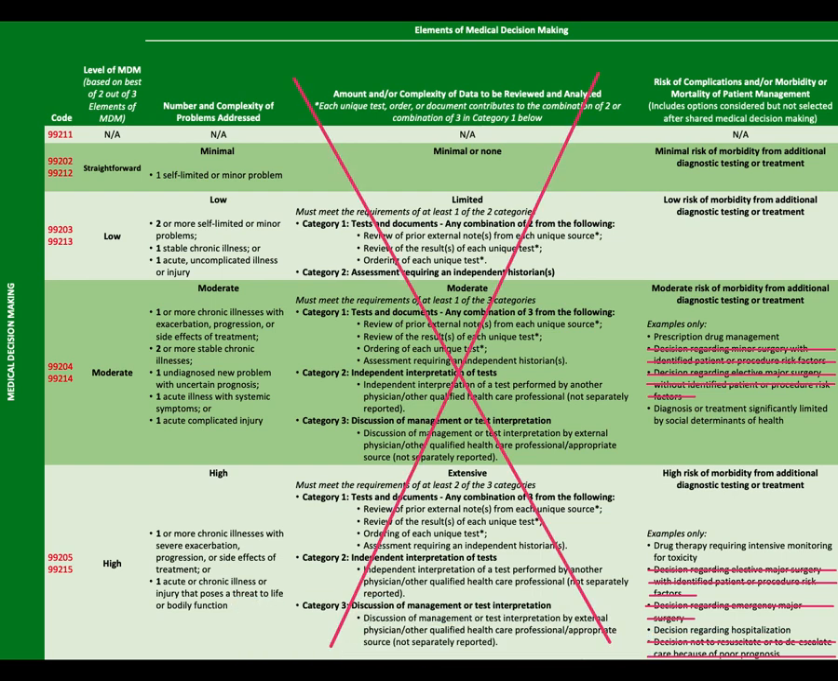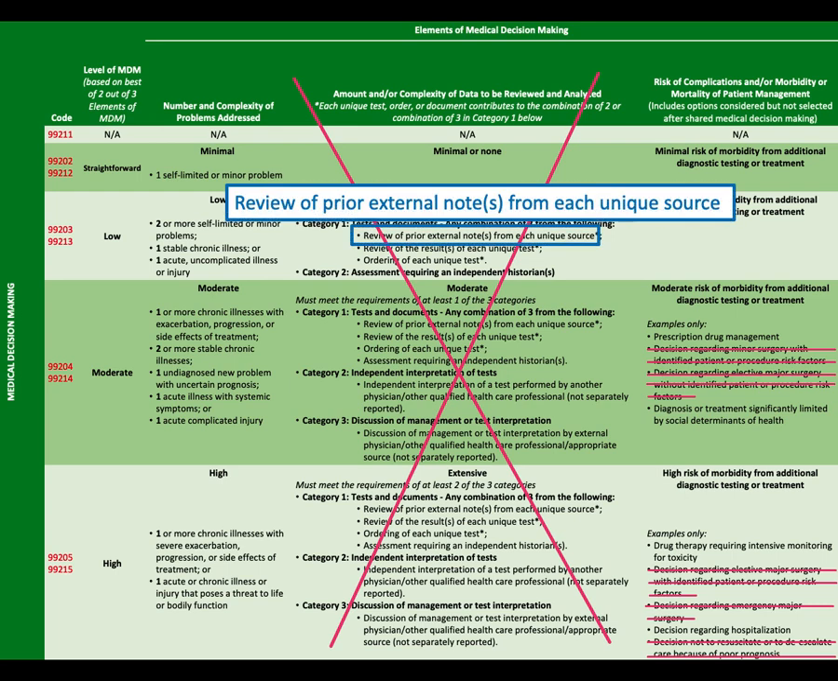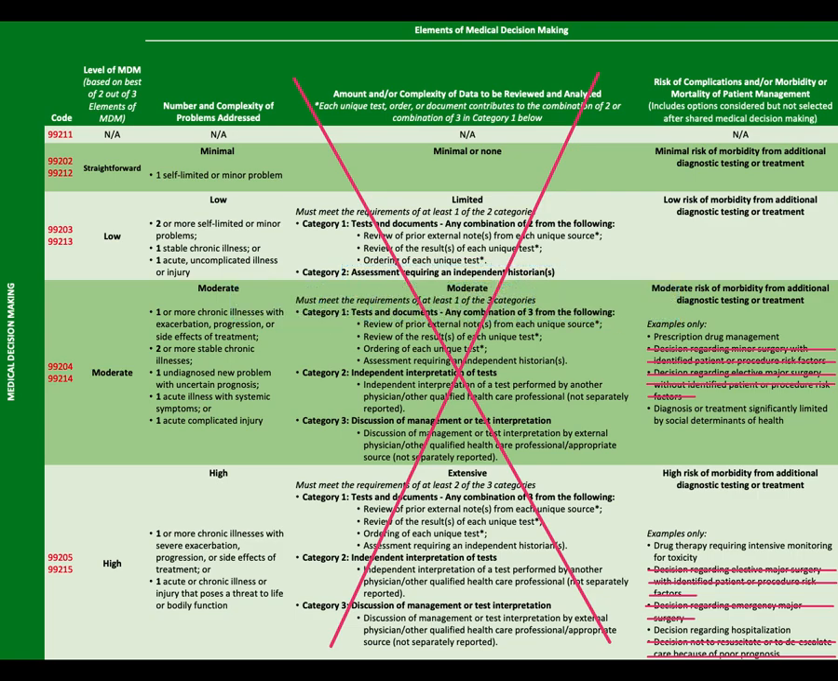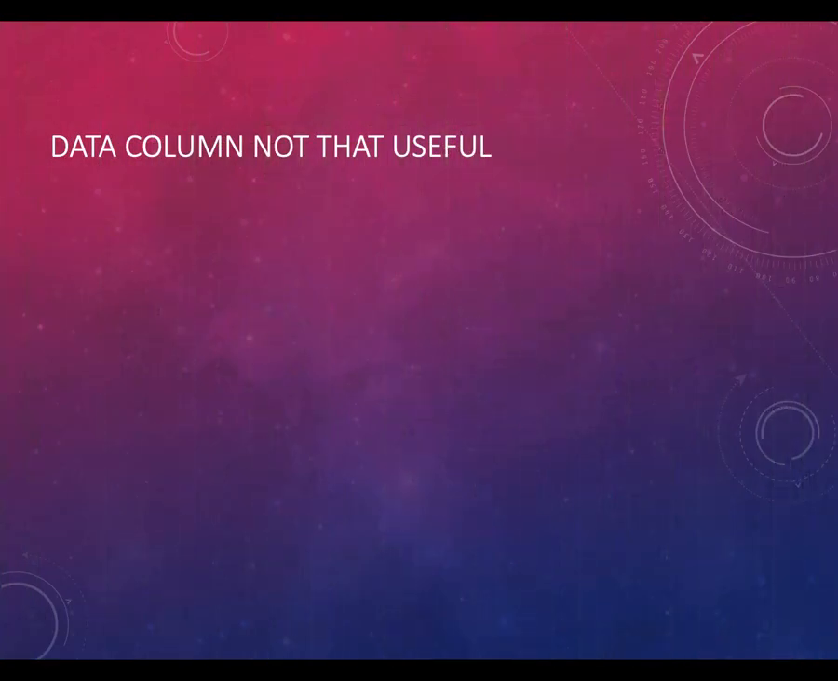Of course, psychiatric encounters still include data. Common elements for psychiatry include review of prior external notes from each unique source and assessment requiring an independent historian. That said, this column is still not generally helpful for psychiatric encounters. Several factors tend to keep the data column from being that useful.